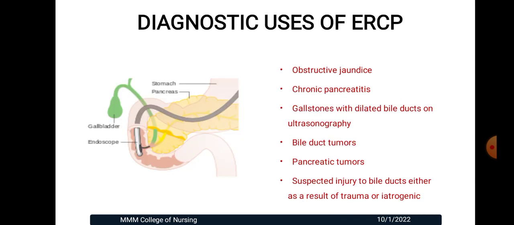Next, we'll see the diagnostic uses of ERCP. Obstructive jaundice, chronic pancreatitis, gallstones with dilated bile ducts on ultrasonography, bile duct tumors, pancreatic tumors, suspected injury to bile ducts, either as a result of trauma or iatrogenic.